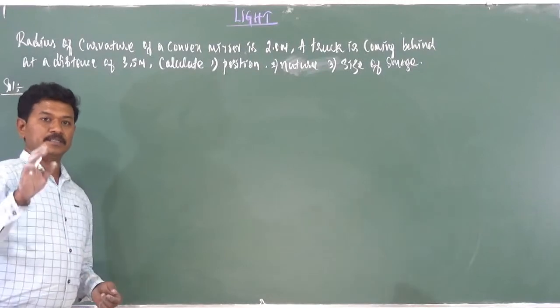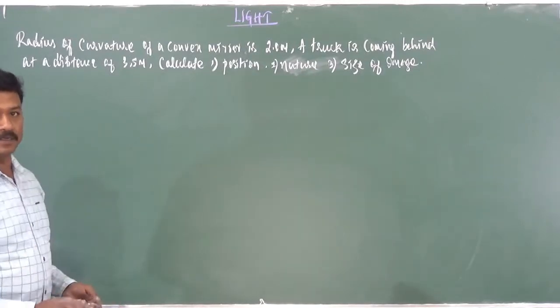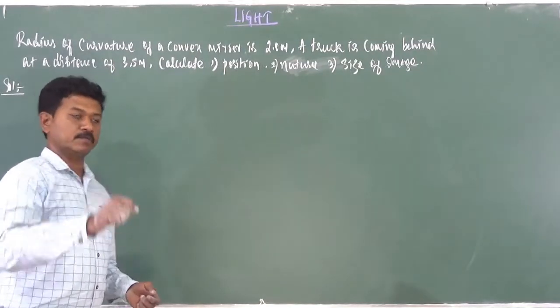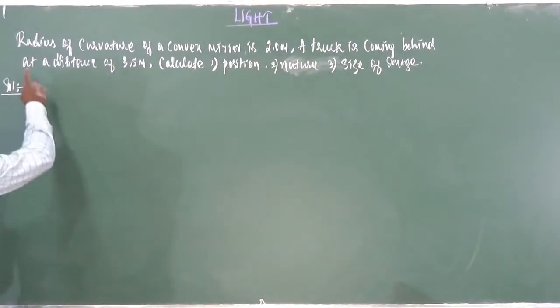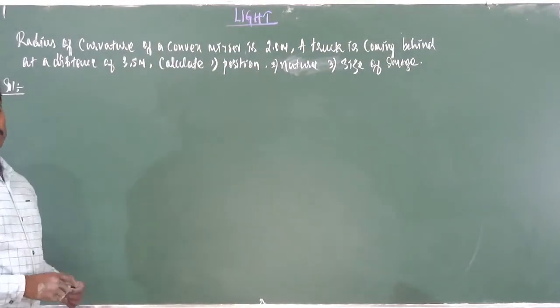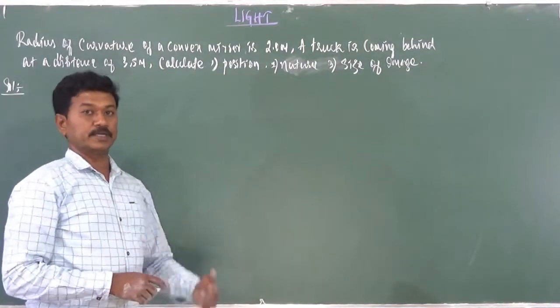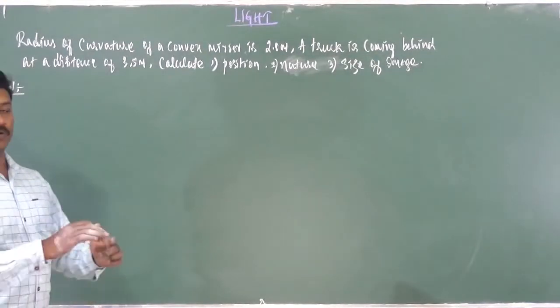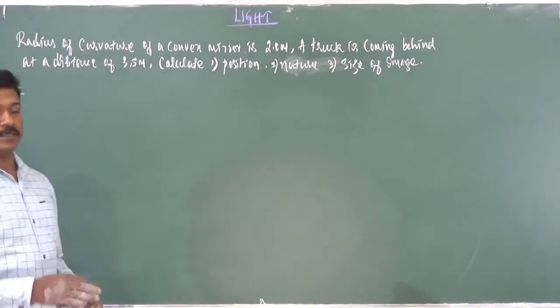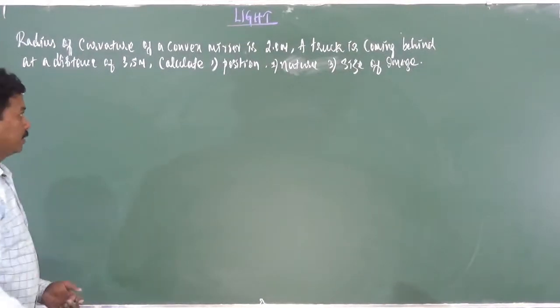Okay, we'll go with a similar problem on convex mirror, which is very important. Just to get a hold, I am doing a similar problem on convex mirrors once again. Radius of curvature of a convex mirror is 2.0 meters, which is nothing but 2 meters. So radius of curvature is given. We have to convert radius of curvature into focal length using the formula f is equal to R by 2.